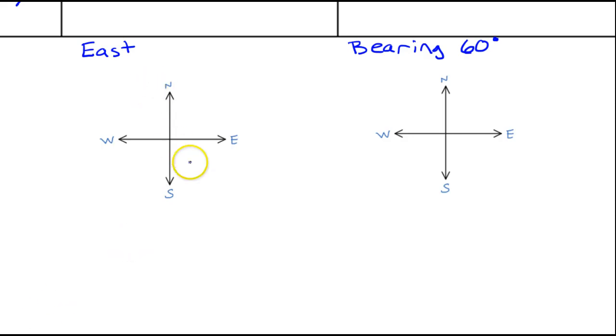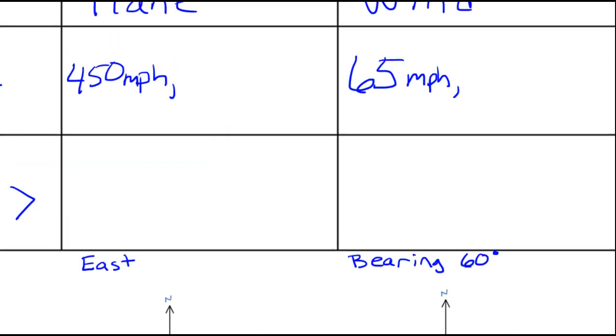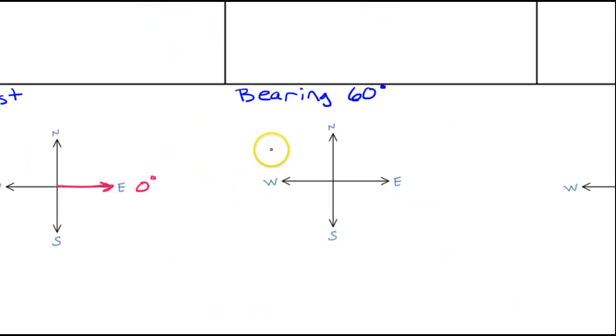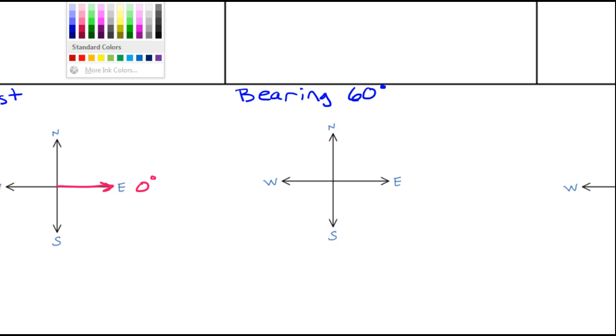So for the chart, we need to convert each of these directions into an angle measured from the positive x-axis. However, if we're talking about due east, which is how the plane is flying, well, that is the positive x-axis. So that is 0 degrees. So that's what we need to put on the chart for the plane's direction. It is 0 degrees.